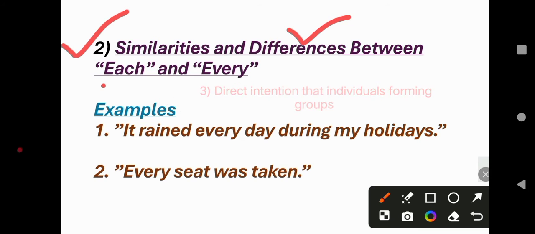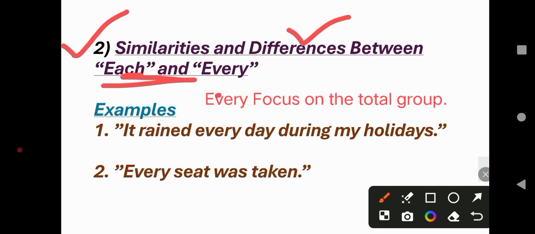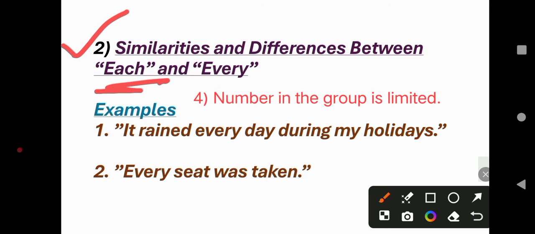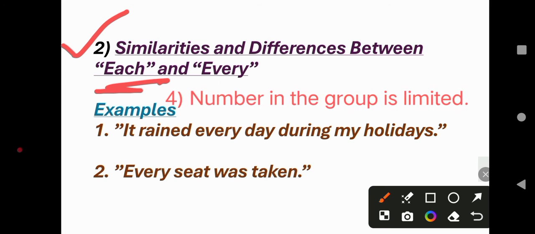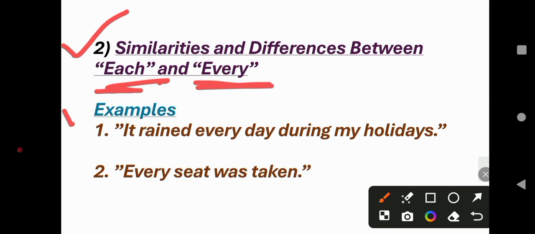And the third difference is each directs attention to the individuals forming any group while every focuses on the total group. And the fourth difference is each is used when the number in the group is limited and every is used when the number is indefinite. So here are some examples. The first example is, it rained every day during my holidays. In this sentence, every implies that it rained on each and every day without exception. The focus is on the total group of days. The second sentence is, every seat was taken.